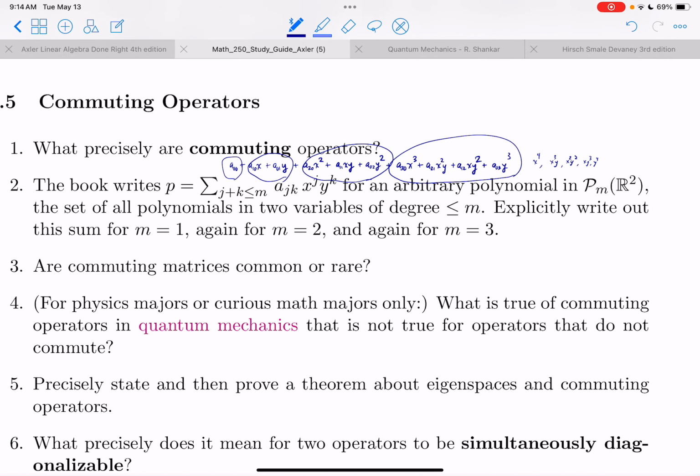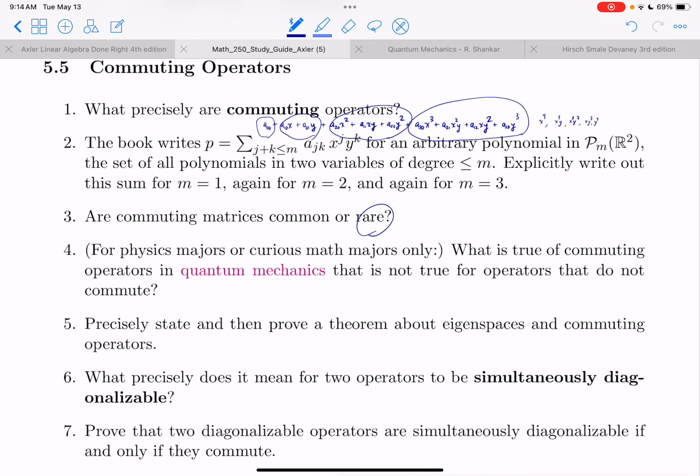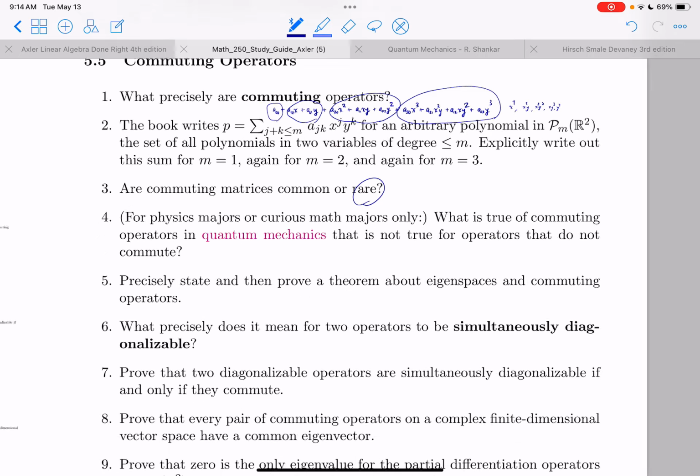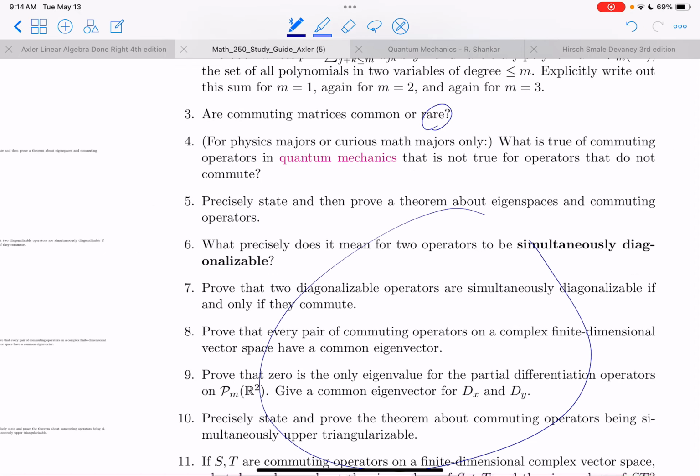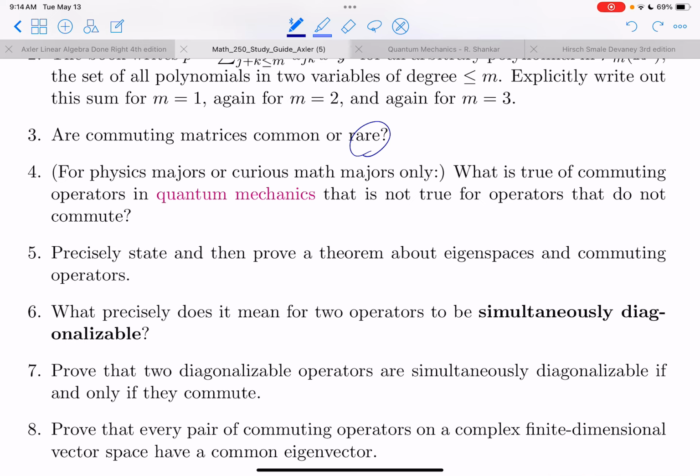Okay. Are commuting matrices common or rare? They are rare. For physics majors, what is true of commuting operators in quantum mechanics is not true for operators that do not commute. So commuting operators in quantum mechanics are special. Of course, they're special because of the linear algebra that we're going to prove down here, that they have simultaneous diagonalizability.